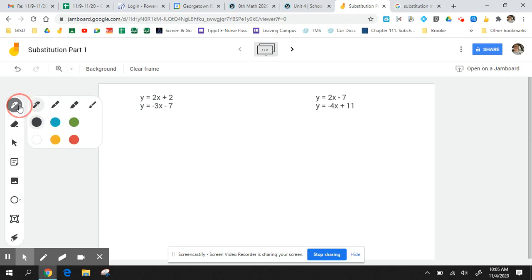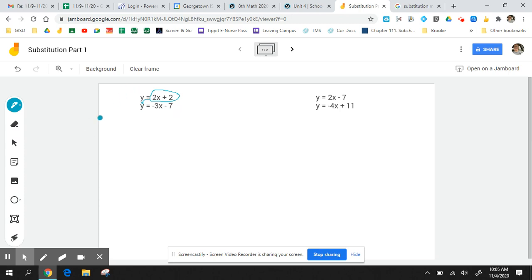So the first thing we're going to do is look at our equations. Notice how in our equations we already have a variable solved for. So in this first one, we have y equals 2x plus 2 and y equals negative 3x minus 7. So a variable is already completely solved for. It's by itself. So the first thing we're going to do is take this first equation, this back part of it, the 2x plus 2, and substitute it in for the y in the second equation.